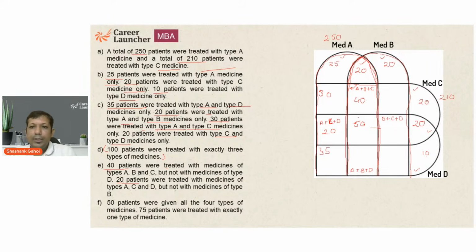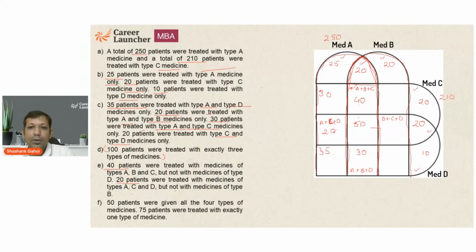Now let's look at this A. A is total 250. This is 25. So let's add up the easy numbers. 50 plus 30 plus 20 is 100, 140, 140 plus 20 is 160, 160 plus this 60 is 220. So this value becomes 30, because the total sum should be 250.